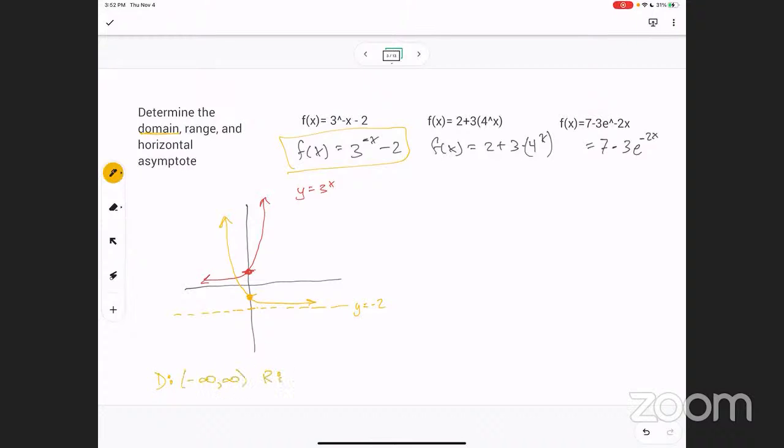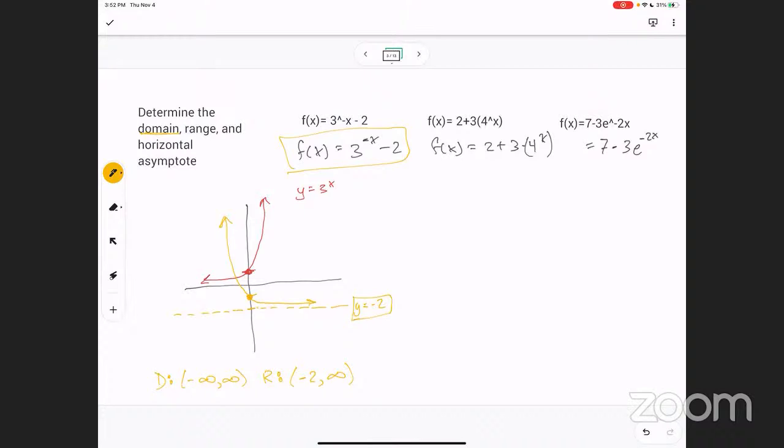What's the range? Well, instead of a vertical line scan, I do a horizontal line scan from bottom to top, and I ask, am I going to touch the graph? No, no, no. Yes, everywhere above -2, not including -2. So the range is from -2 to infinity, not including -2. So it's an open parenthesis, right? And the horizontal asymptote, I already wrote it there. It's y equals -2. Okay, see how we did that?